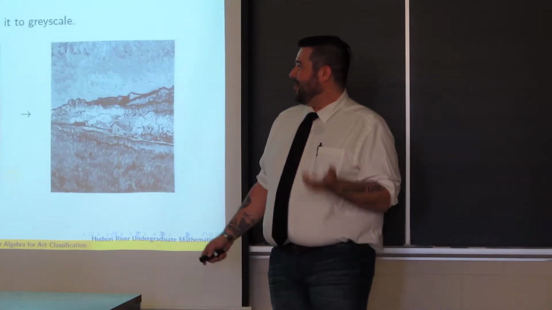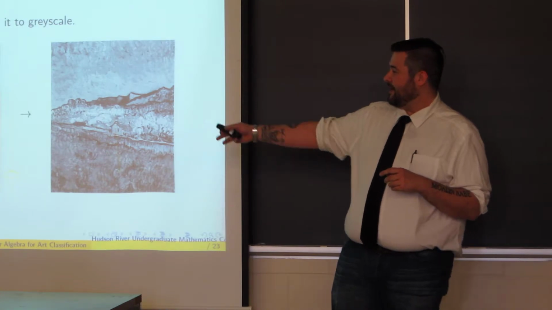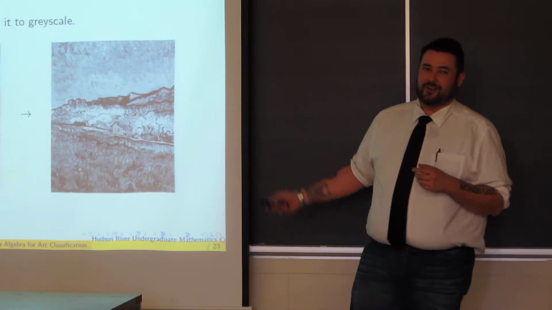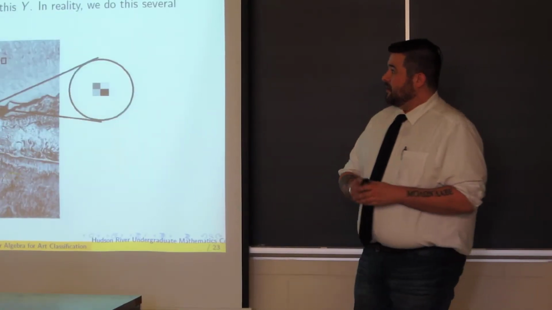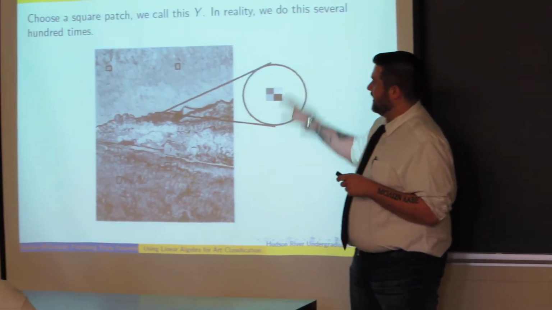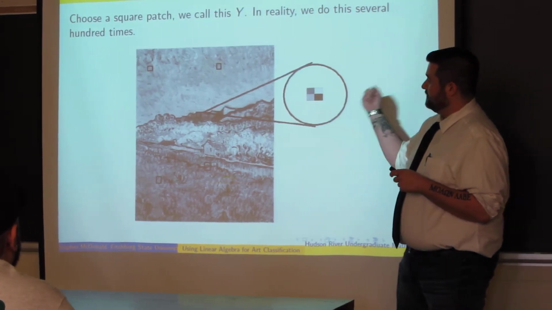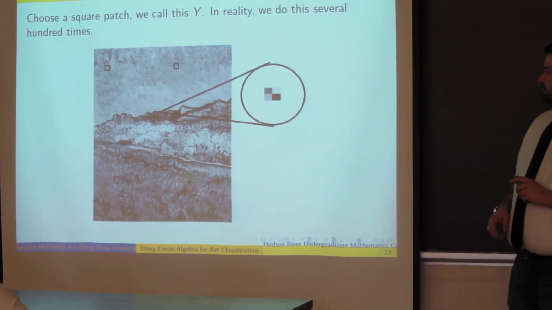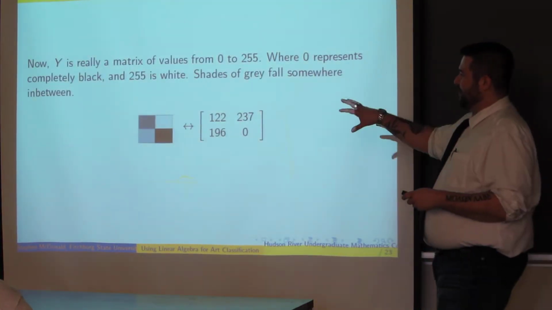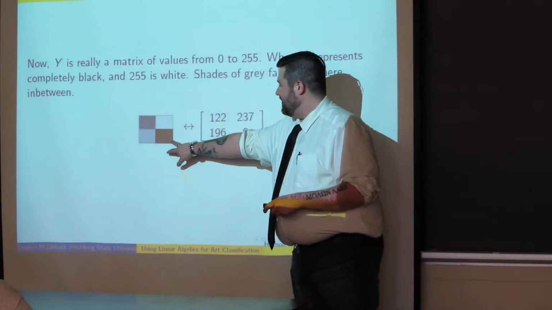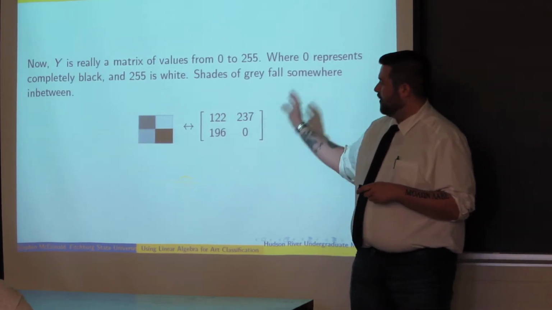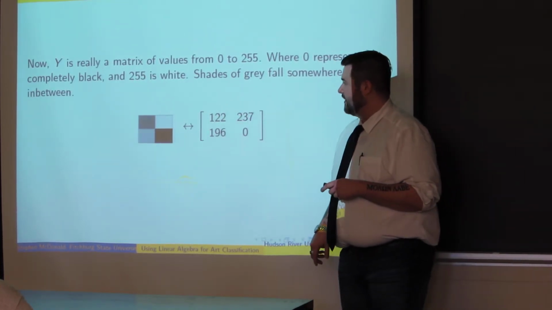Okay, so our process starts by taking an image. Here we have Van Gogh's oil painting called At the Foot of the Mountains, and we throw it through MATLAB and turn it into grayscale. We take little square patches like this, little grays and blacks and whites, several hundred times, and we pull them out. There you go. So these little patches can be represented by numbers from 0 to 255. Black is 0, white is 255, and shades of gray are in between.